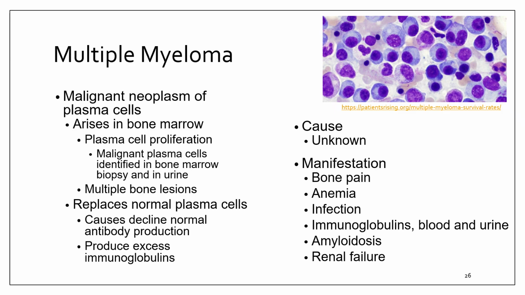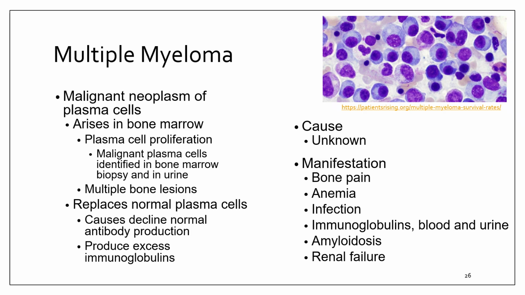Now we're moving out of lymphocytes and into their highly specialized cousins, plasma cells. And when plasma cells go rogue, we get multiple myeloma. Multiple myeloma is a malignant neoplasm of plasma cells that arises in the bone marrow. It's characterized by uncontrolled plasma cell proliferation.